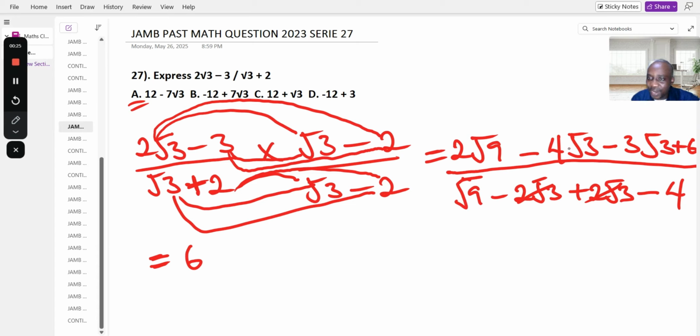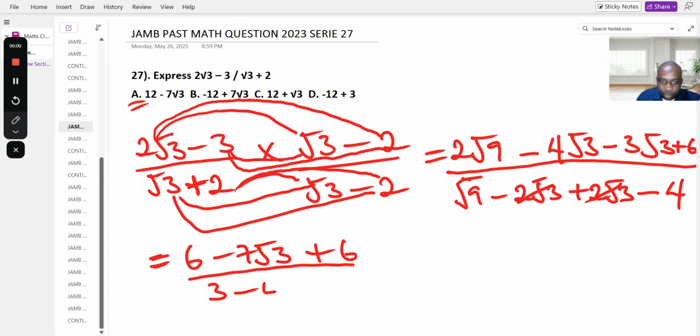You are owing 4 naira and you are still owing 3 naira. Therefore, the total of what you will be owing will be increased. It will increase to minus 7. It's going to give us minus 7 square root of 3. The last one that remain here is plus 6. Let's write the plus 6 here. Over, what is the square root of 9? 3. 3 minus 4. Therefore, our final answer will be this one.